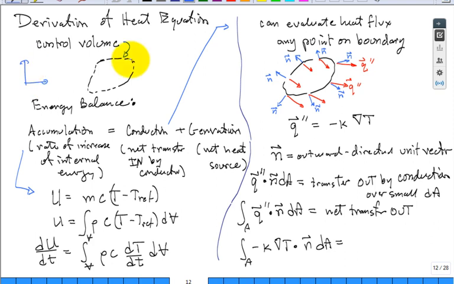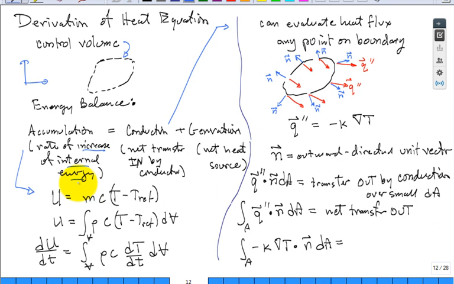Now, this volume could be a volume in space, or it could be a volume in mass. It's probably better if I call it a control mass, but I'm going to call it a control volume, and I'm going to skip that part of the discussion. Okay. And I'm going to talk about the accumulation. It's the rate of change or increase of the internal energy in that control volume. If it's positive, I'm getting more. If it's negative, I'm going down.